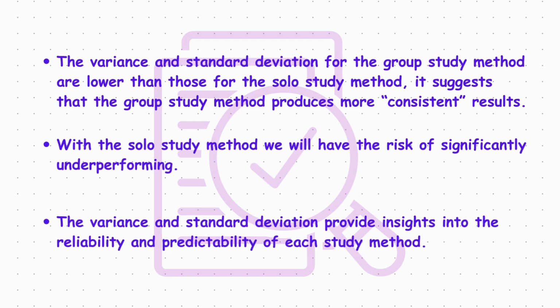And as you see in our example, the group study method is more predictable because the scores are less spread from the mean. However, in solo study, you can see that we have lots of fluctuation. At some point, you get 77. However, in another quiz, you got 92. So it's less predictable and less consistent.